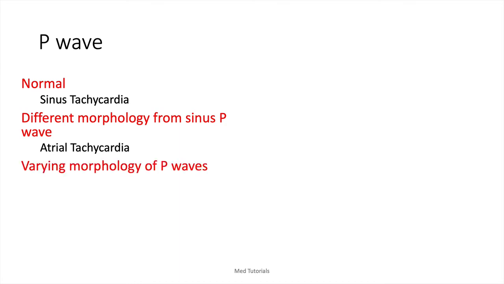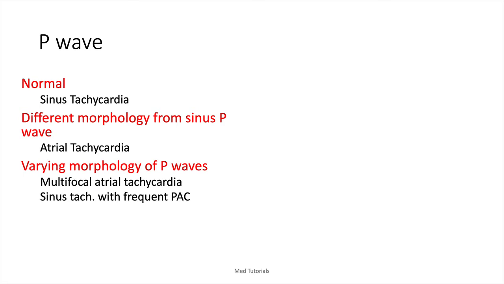What if you see a varying morphology of P waves? This is seen in multifocal atrial tachycardias where the P waves will be of different morphology. Again, when you have sinus tachycardia with frequent premature atrial complexes, you will be visibly seeing that those PACs have a different morphology.